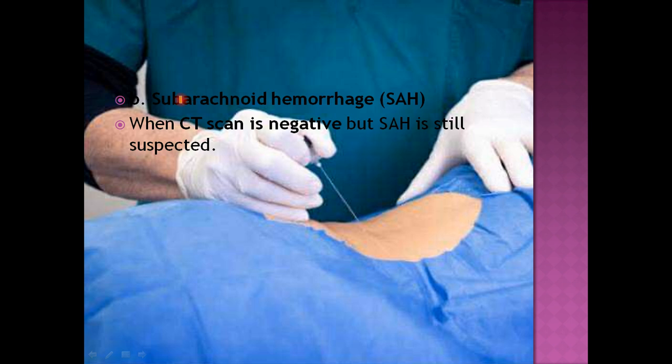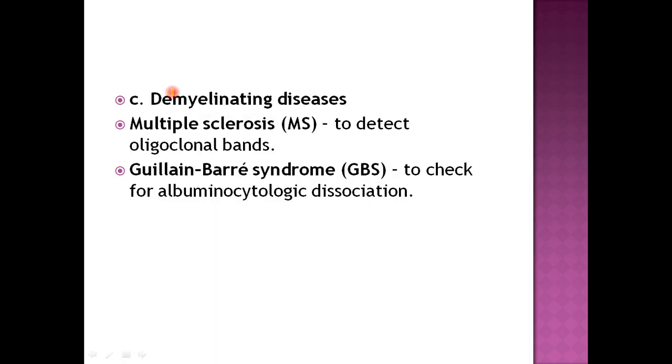It can also be used to assess subarachnoid hemorrhage when CT scan is negative but subarachnoid hemorrhage is still suspected. It can be used to assess demyelinating diseases such as multiple sclerosis to detect oligoclonal bands.